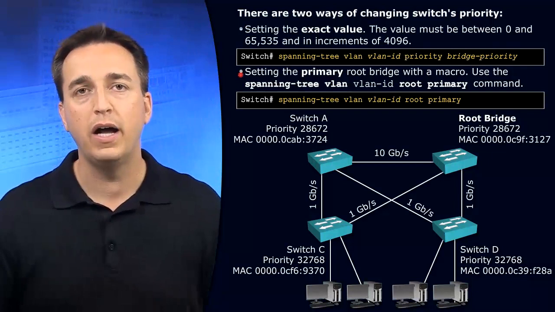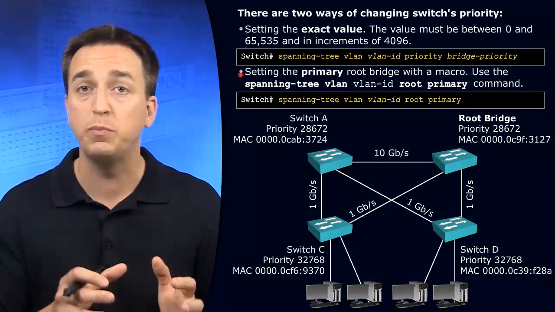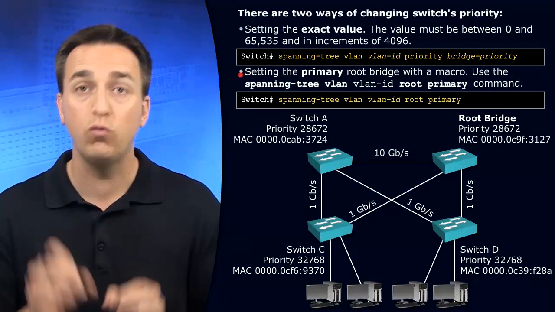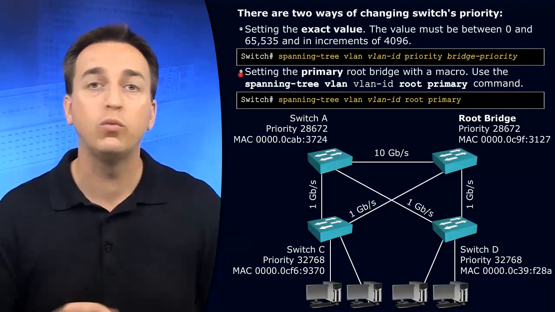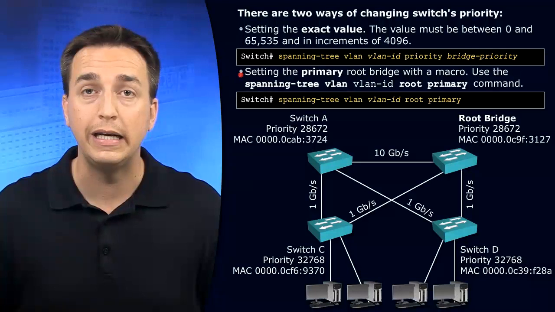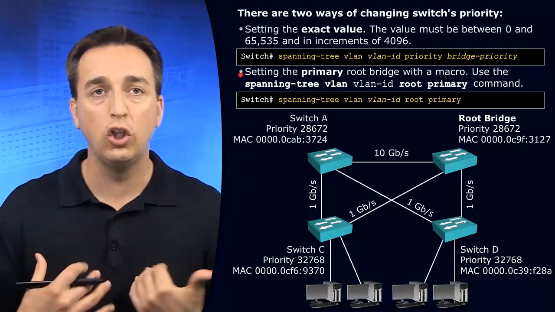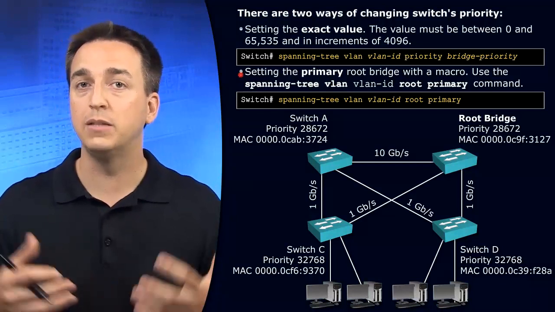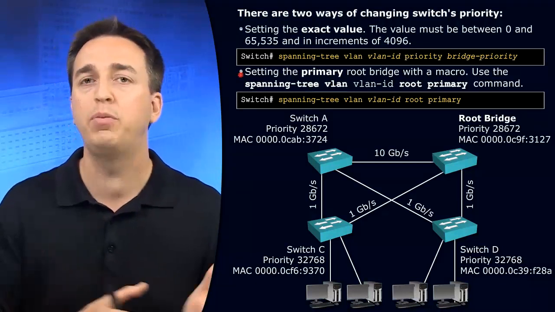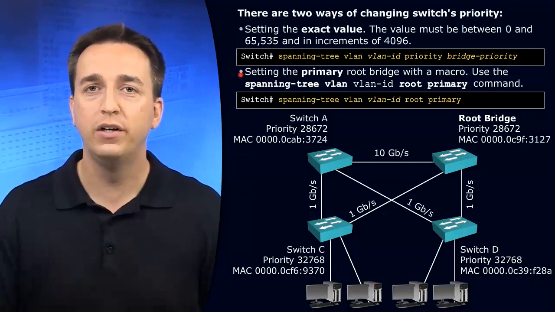We could specify primary in the command, so spanning-tree vlan, the VLAN ID, root primary, and a macro runs which determines what the current root bridge priority is, and then modifies the local priority to be a value that would be superior and ensure that that particular switch becomes the root bridge.